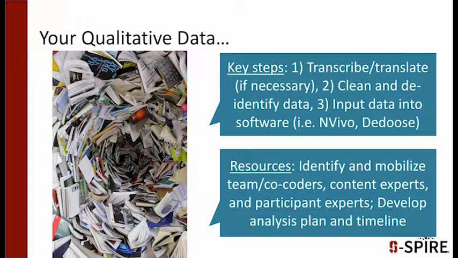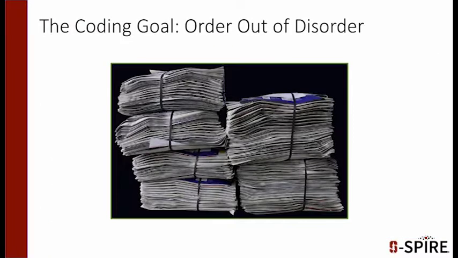So some resources that you may need: you should identify and mobilize a team of coders that we've mentioned, because the more perspectives and individuals that you can involve really increase the credibility of your findings. You may want to have some specific content expert ready to participate. And getting back to that idea of participant validation, you might want to leverage some of those expertise as well. And so having all of these things clearly outlined in an analysis plan and timeline will really help you get started with the process.